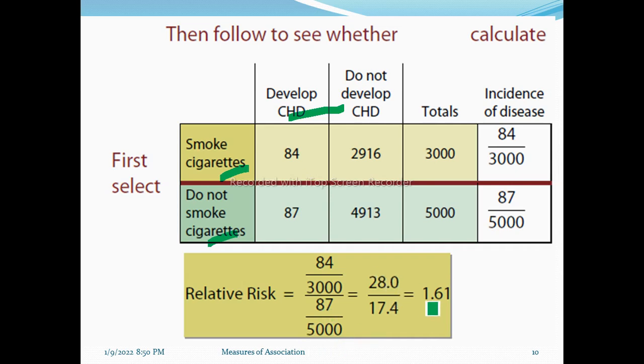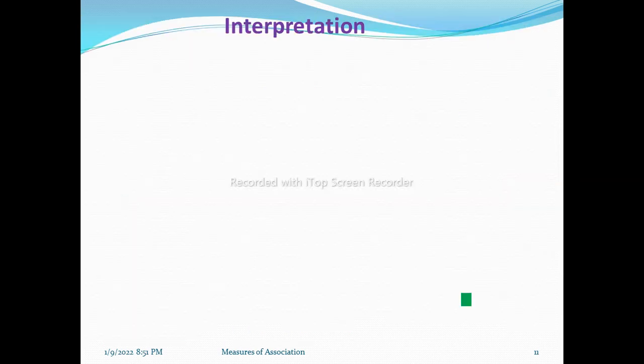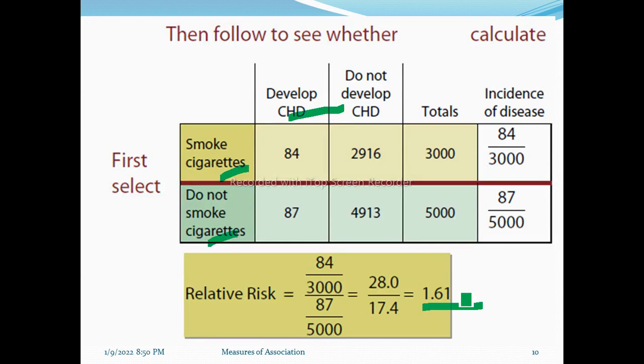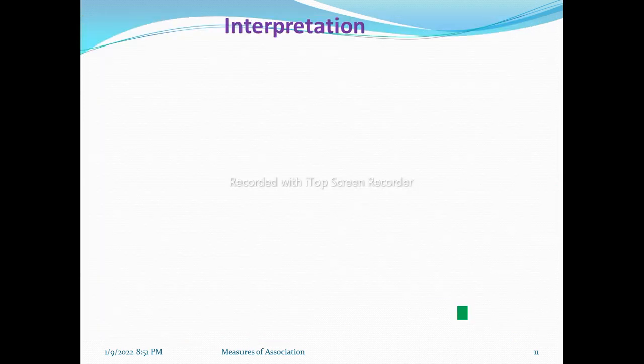By this, the answer is 1.61. So the relative risk is 1.61. So we will see this one. How to interpret it? This 1.61, how to interpret it?